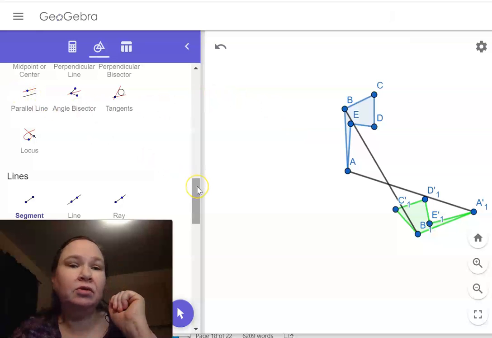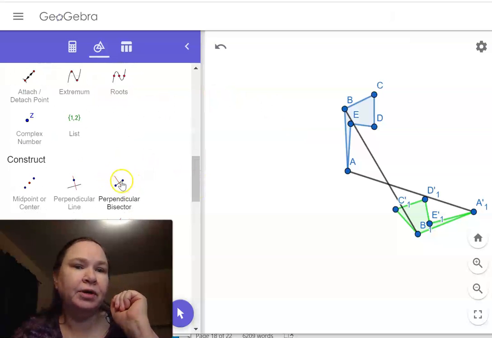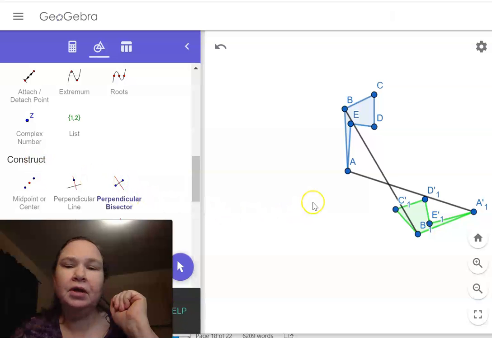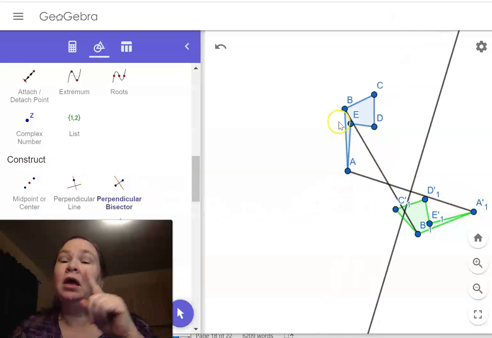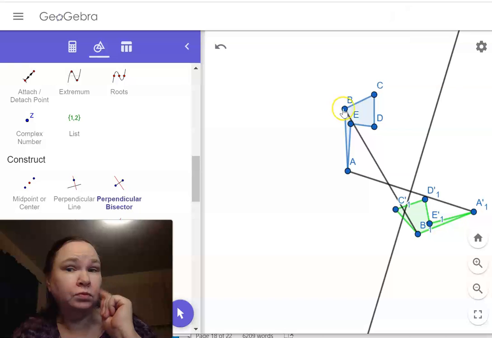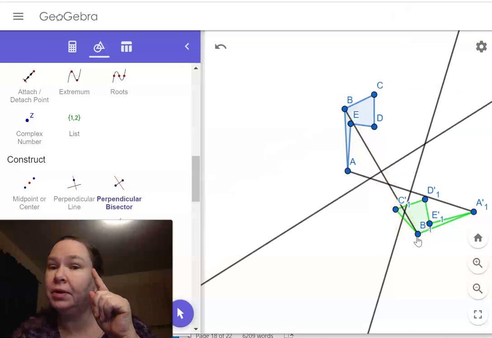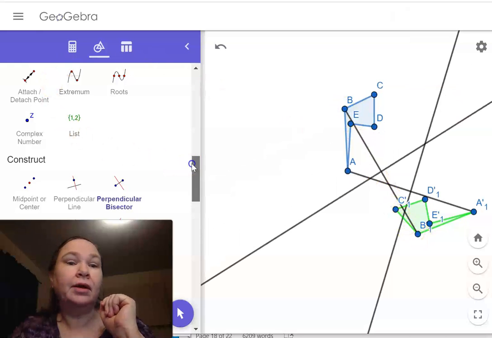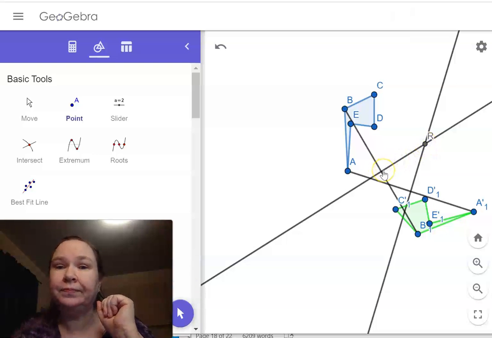The center of rotation, wherever it is, is going to lie on the perpendicular bisector under construction here. It is on the perpendicular bisector of the segment between A and A prime, and it is also on the perpendicular bisector between B and B prime. And I think we've just found it. Here is the center point.